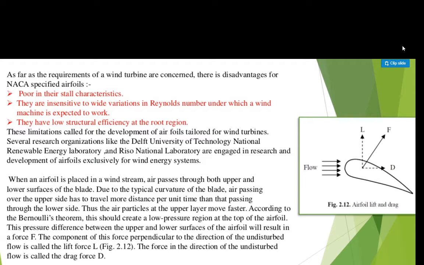This pressure difference between the upper and lower surface of the airfoil will result in a force F. The component of this force perpendicular to the direction of undisturbed flow is called the lift force, and the force in the direction of the undisturbed flow is called the drag force, according to this figure.